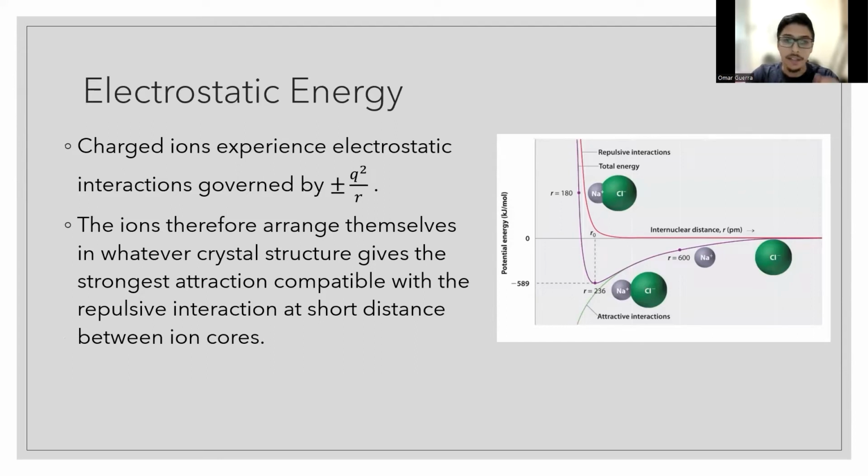The ions arrange themselves according to whatever structure gives the strongest attractive interaction compatible with a repulsive interaction at short distances between ion cores. You can see this little diagram here that shows that at different distances R, the interaction or potential energy increases or decreases, and it's optimal at R equals 236.